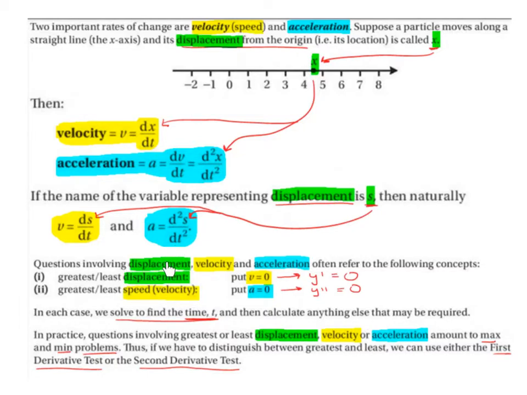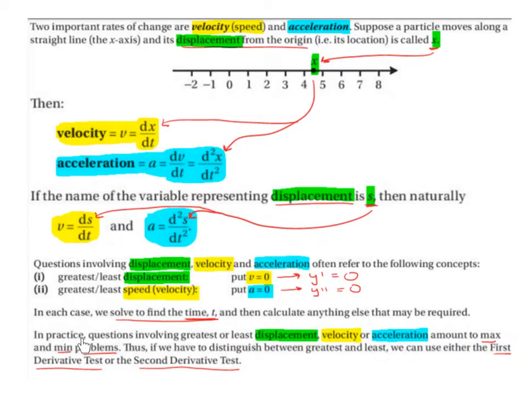Questions involving displacement, velocity, and acceleration often refer to the following concepts. For greatest or least displacement, we put the velocity equal to 0, so we put the first derivative equal to 0. For greatest or least speed or velocity, we put the acceleration equal to 0, so we put the second derivative equal to 0. In each case, we solve to find the time t and then calculate anything else that may be required.